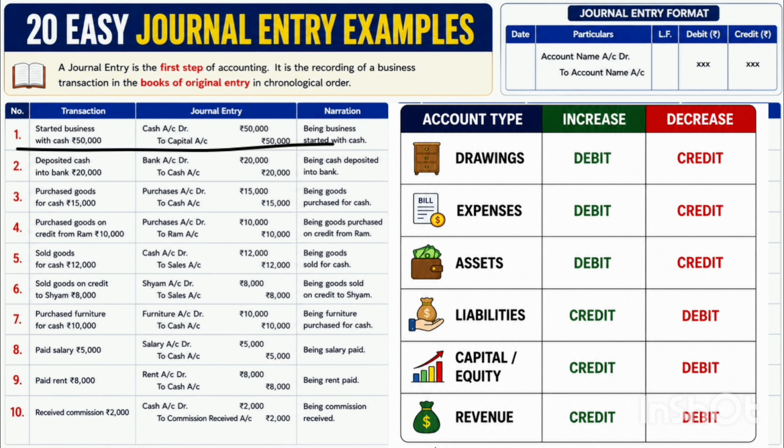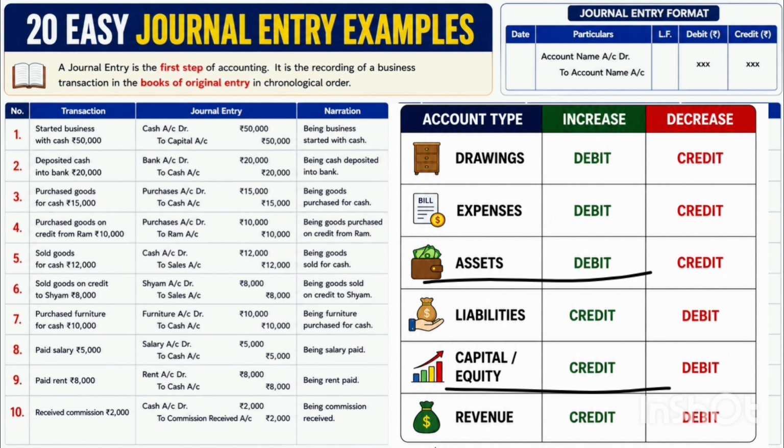Started business with cash of rupees 50,000. First of all, we have to identify the 2 accounts in this transaction. The transaction is started business with cash of rupees 50,000. Here, cash and capital are both the accounts. Cash is an asset and capital is nothing but equity, which has a credit balance, and cash is an asset which always has a debit balance.